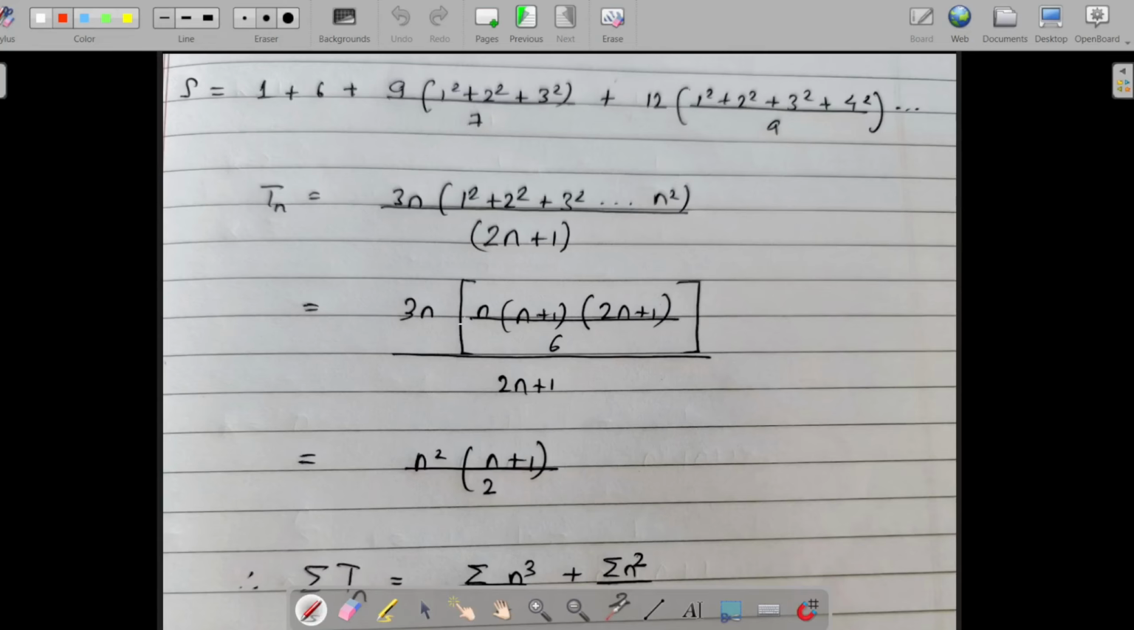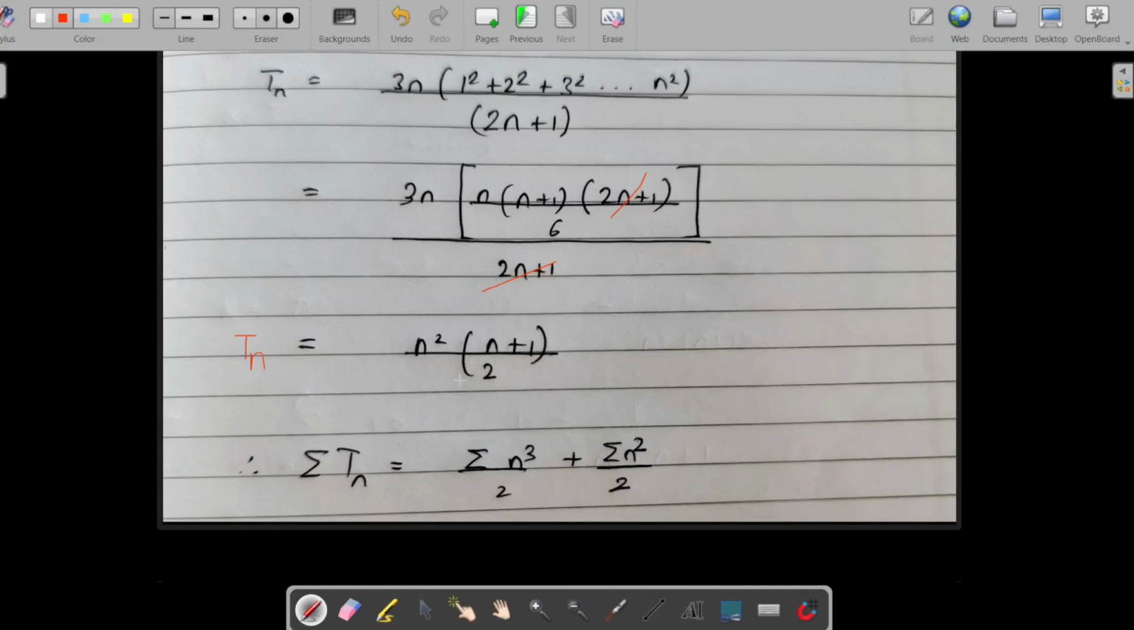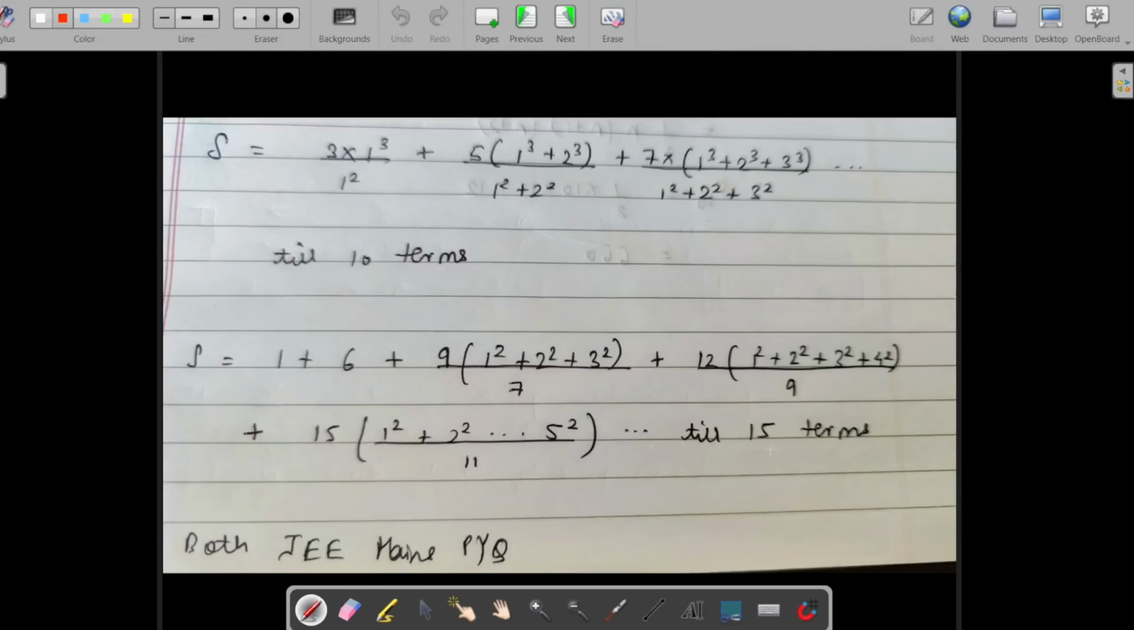So again, very easy, just write the sum of the first n squares, then you will find this gets cancelled, then you will get n square into n plus 1 by 2. Remember, this is tn, n cube by 2 plus n square by 2, and then we just sum over it. So it will be summation n cube by 2 plus summation n square by 2. Now you already know the formula of these terms. You just have to write them and substitute n is equal to 15. I am not doing that. That is for you as homework. And you will get this answer as well.